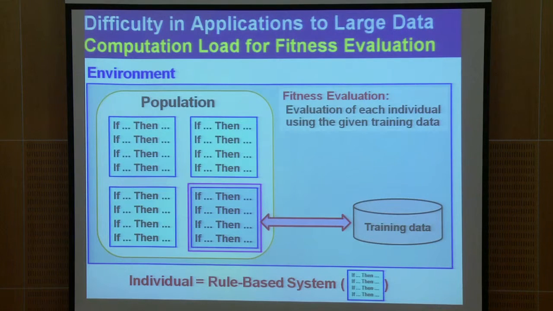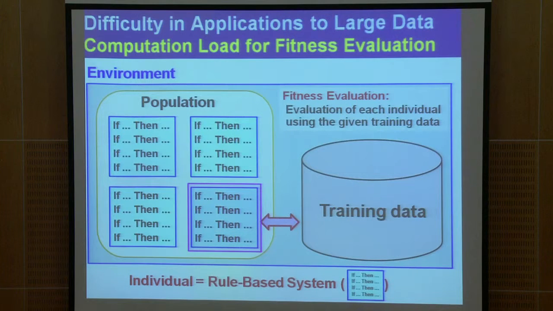The difficulty in evolutionary computation is computation load. Here we have a training data and population of rule-based systems. This slide, fitness evaluation, looks easy because the training data is not so large. However, in this slide, training data is larger than before, so the fitness evaluation needs a lot of time. So the computation load is a problem.